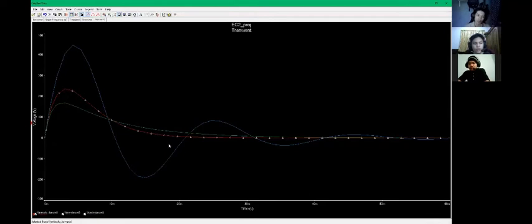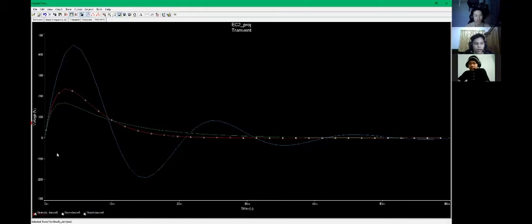And lastly, for the voltage overdamped, which is the green one. Overdamped, the response does not oscillate about the steady state value, but takes longer to reach steady state, as you can see right here. There is a difference between overdamped and critically damped. In overdamped, the damping ratio is always greater than one.